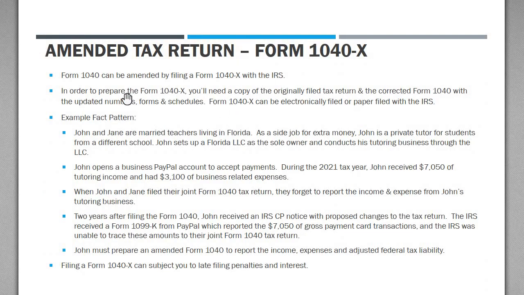Okay, so Form 1040, again, it can be amended by filing a 1040X. Now, the 1040X, previously you had to paper file these. Now the IRS is allowing you to electronically file 1040X, which is a good thing, right? That improves accuracy and processing times. You can still paper file it, obviously, but if you're preparing this with tax return prep software, you likely can do a 1040X electronically. Now, here's the fact pattern we're going to be working with.